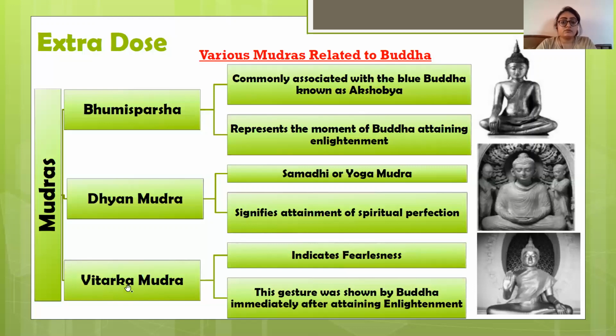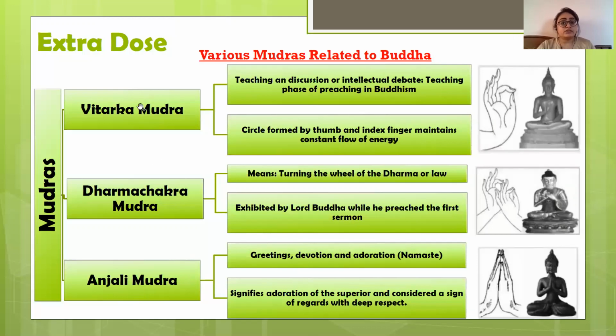This one is not the Vitarka Mudra. Fine. This is the Abhay Mudra, which shows fearlessness. One hand is like this and one hand is like this on his lap. So this gesture was shown by Buddha immediately after attaining enlightenment. It is the Abhay Mudra and not Vitarka Mudra. Abhay Mudra. Some typo mistake. Vitarka Mudra is over here.